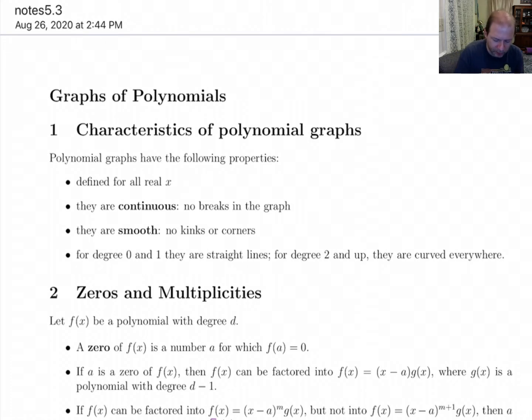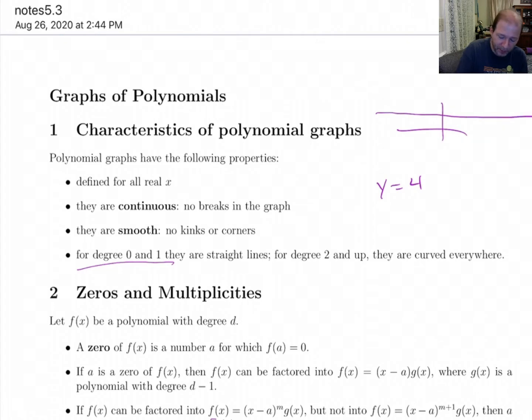The other thing is, for degree 0 and 1, they're straight lines because, you know, degree 1 is linear. Degree 0 would be something like a polynomial y equals 4. Technically, that's a polynomial, and it has a very boring graph. It's just a horizontal line.